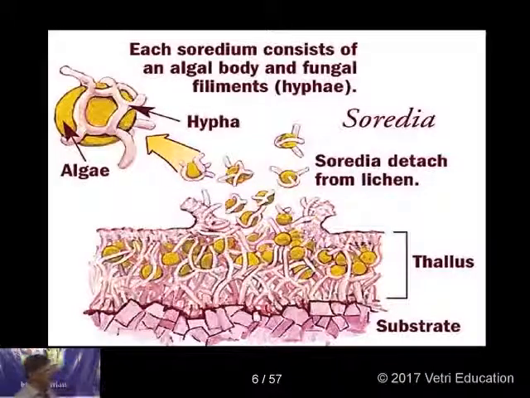See, look here. Here on the upper surface of the thallus you can find the soredia. A small amount of algae is surrounded by fungal hyphae. They just develop as bud-like structures, and they will be released and develop into new lichen forms. So each soredium consists of an algal body surrounded by fungal filaments.